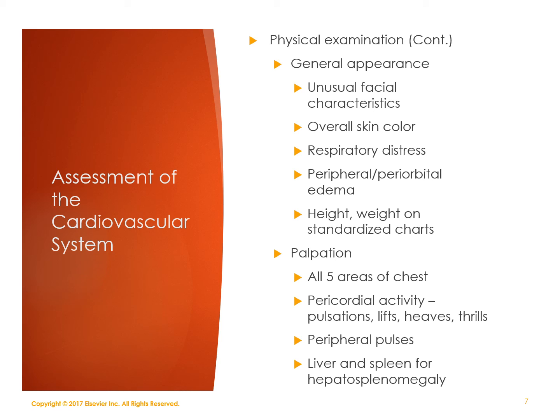Palpation, we want to palpate all 5 areas of the chest. We're going to look at the precordial activity. So are we seeing any pulsations, lifts, heaves, or thrills? We're going to check peripheral pulses, and we're going to check the liver and spleen for hepatosplenomegaly.